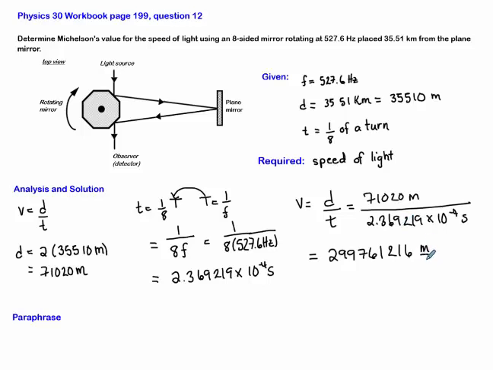299,761,216 meters per second. Now remember, we have 4 significant digits here. So when I paraphrase that, I want to make sure I quote the right number of significant digits. So I can state that the speed of light is 2.998, so the 7 gets rounded to the 8, times 10 to the 8 meters per second.